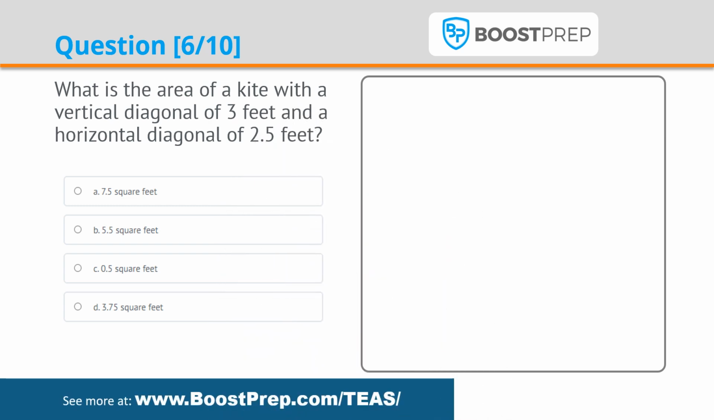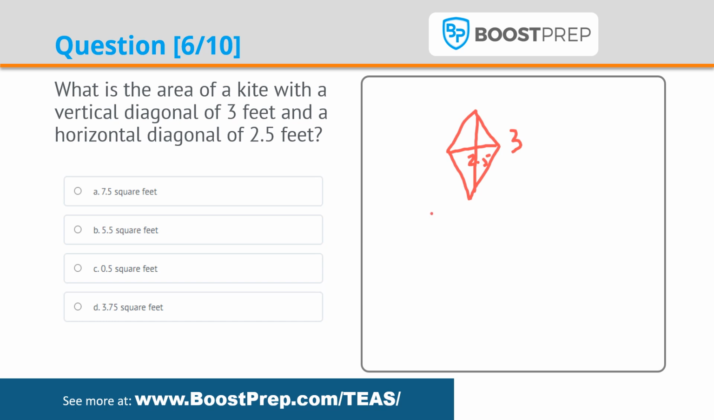What is the area of a kite with a vertical diagonal of 3 feet and a horizontal diagonal of 2.5 feet? First thing we would do is draw a diagram of the kite. A kite is actually a diamond or a rhombus. In this case, it's got a horizontal diagonal of 2.5 feet and a vertical diagonal of 3 feet.